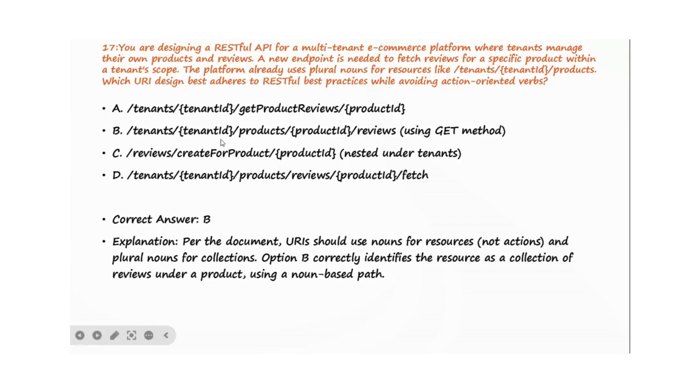Option B. Option B is the answer. And this explanation is here. Per the document, URIs should use nouns for resources, not actions, and plural nouns for collections. Option B correctly identifies the resources as a collection of reviews under a product using a noun-based path.